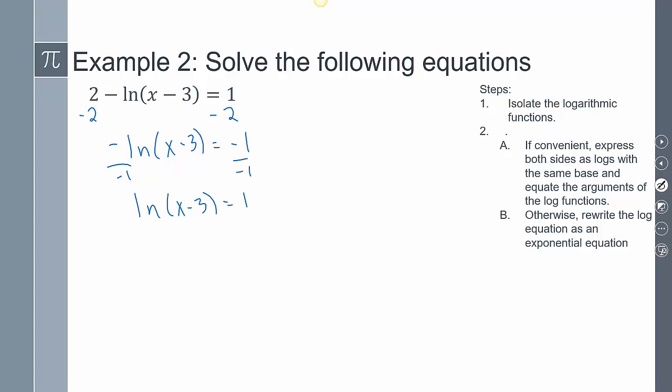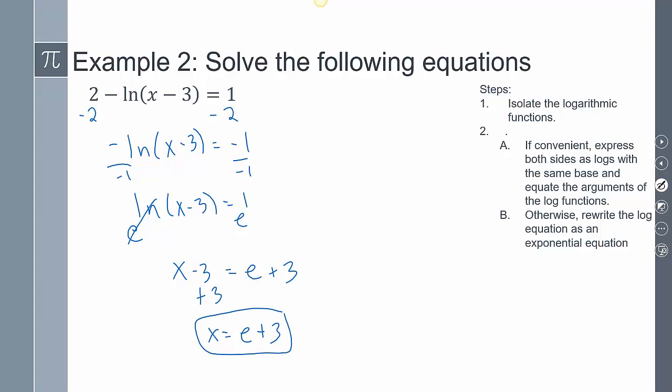Now, because I don't have logs on both sides, I can't do part A and convert that into exponential, but part B, rewrite the log as an exponential equation. So to do that, I just take base e to both sides. And so I'm going to get x minus 3 equals e. E is e to the first. Add 3 to both sides. And so I get x equals e plus 3.